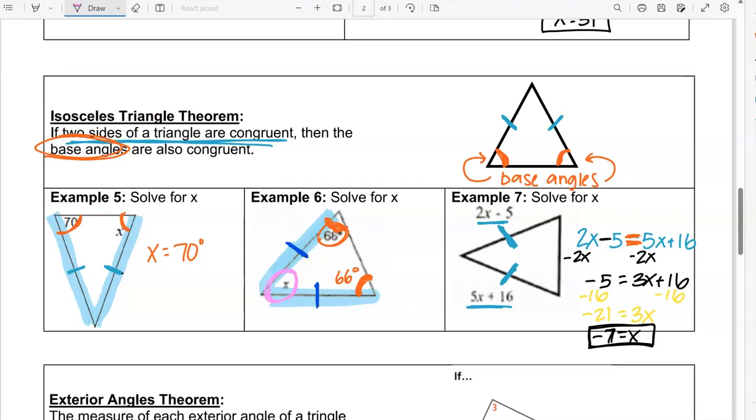Now with that value x, we can use the theorem we have above, where all three add up to 180. So x plus 66 plus 66 equals 180. All three interior angles add up to 180 degrees. So then when we combine like terms, we have x plus 132 equals 180. And when we subtract 180 minus 132, we get that x equals 48 degrees.